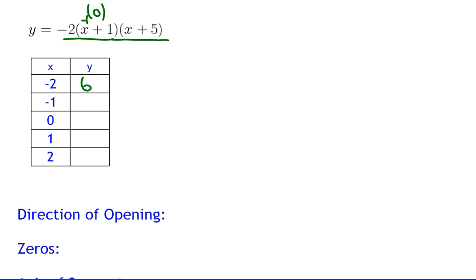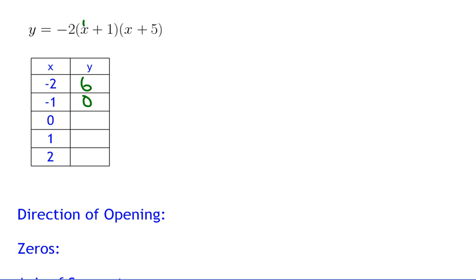Zero times whatever value this is going to be is 0, but we can put the value in if you want to see. So negative 1 plus 5 is 4, and then we have a negative 2 here as well. So negative 2 times 0 times 4 is just equal to 0. Let's look at the next one.